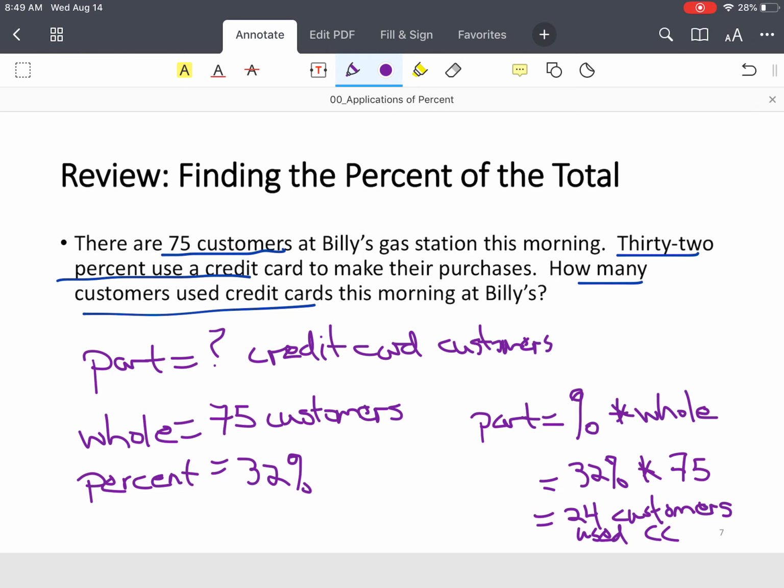Now, I'm gonna show you another way to write this. If your calculator doesn't have a percent sign, you know how to convert. That's why we did all that preliminary work. So you could take 0.32, all right, times 75, and you're gonna end up with the exact same answer. And that is how you apply percents to real world situations.